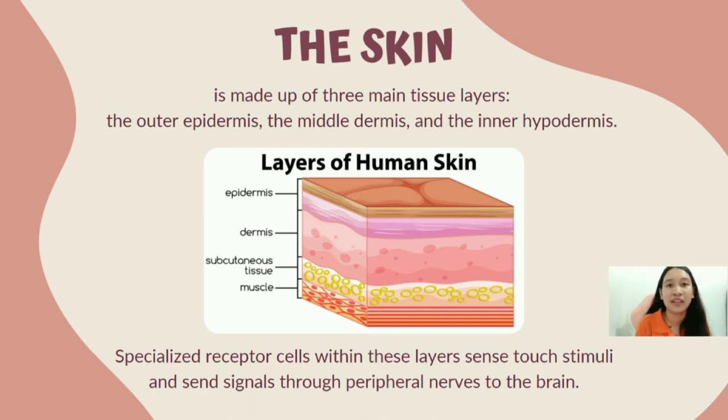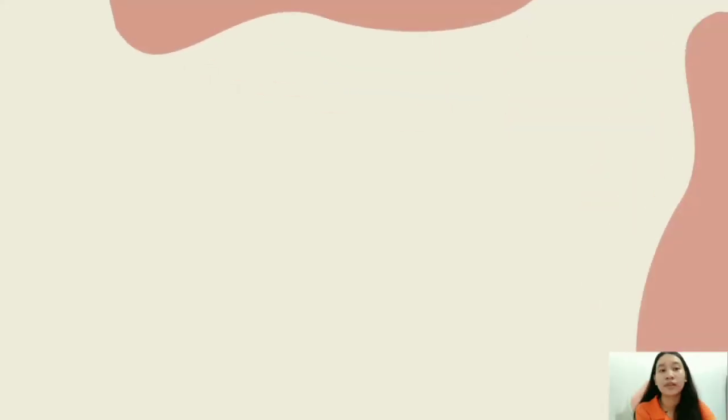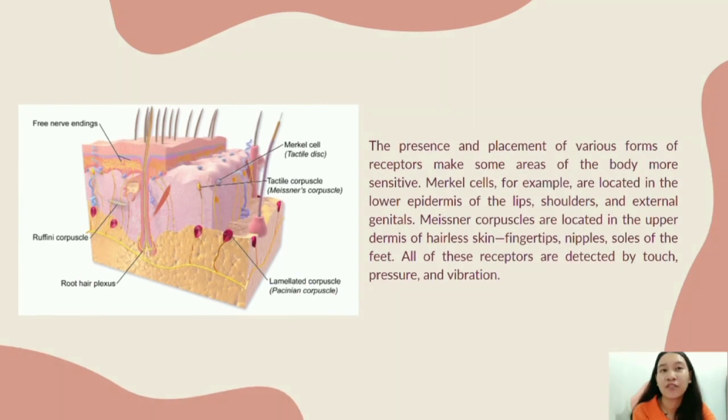They may sense pain, temperature, friction, and stretch. Unique receptors respond to each kind of information. This helps to provide the body with a full picture of what's touching the skin. The presence and placement of various forms of receptors make some areas of the body more sensitive.